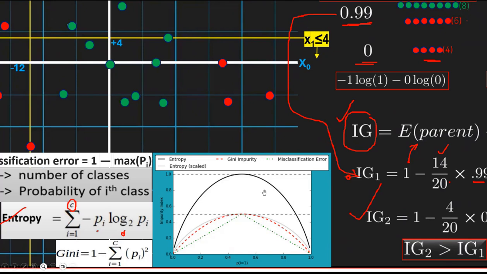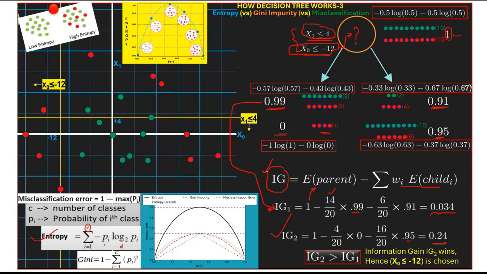Okay, so this is all about the data sets I was talking about, how you are truly able to classify the problem statements using the decision tree, and what the underlying algorithm is for the data classifications.